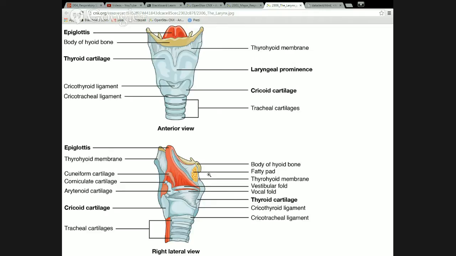Now, where the thyroid cartilage comes to a point on the anterior midline right here, this is the laryngeal prominence, which is the Adam's apple. And you don't really see an Adam's apple in a woman's throat. That's why it's not called Eve's apple. And that's because the thyroid cartilage in men is bigger, so it's protruding a bit more.